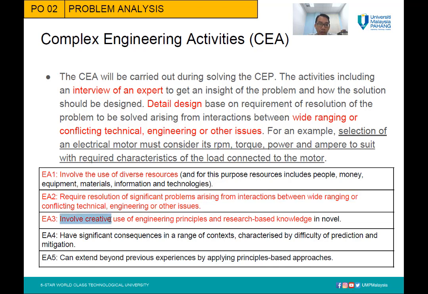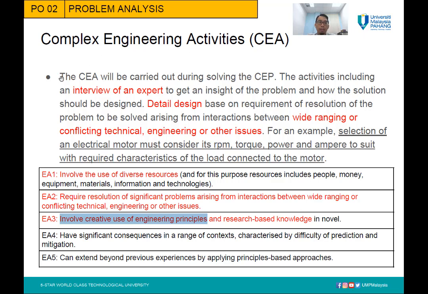Okay, involve creative use of engineering principle and research-based knowledge, have significant consequences in a range of contexts, and are characterized by difficulty of prediction and mitigation. They can ascend beyond previous experience by applying a principle-based approach. Okay, so there are some engineering activities that are listed here.